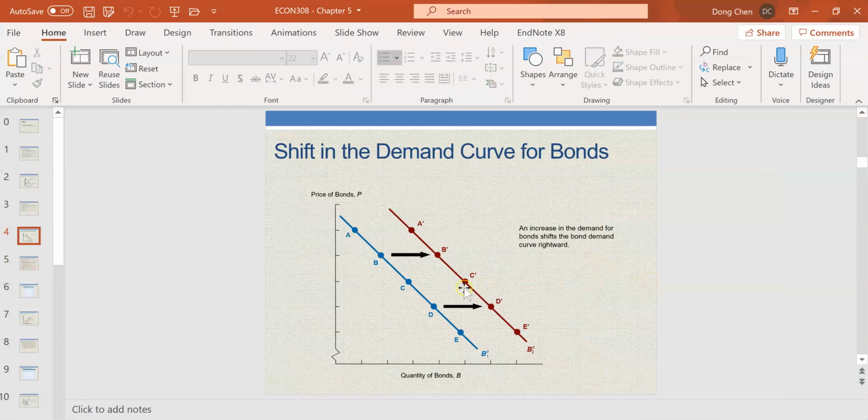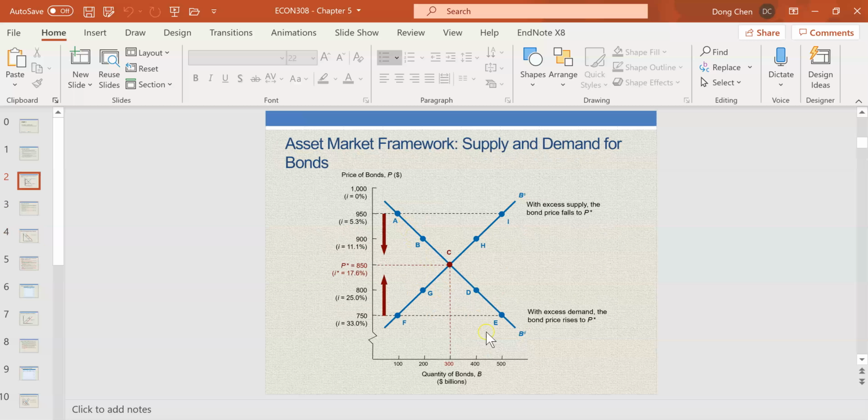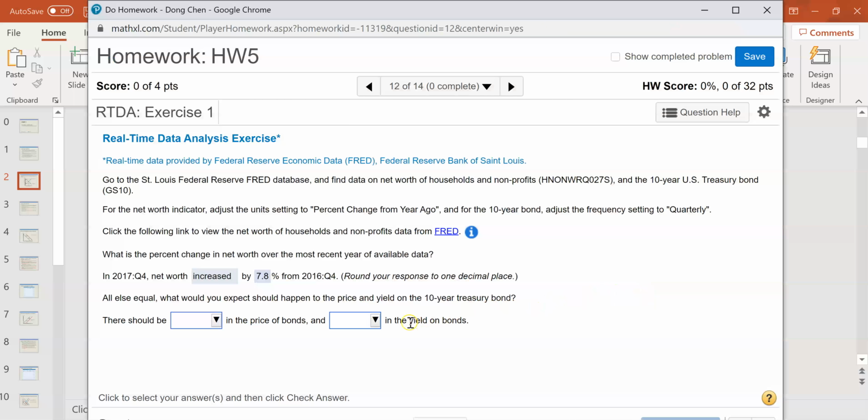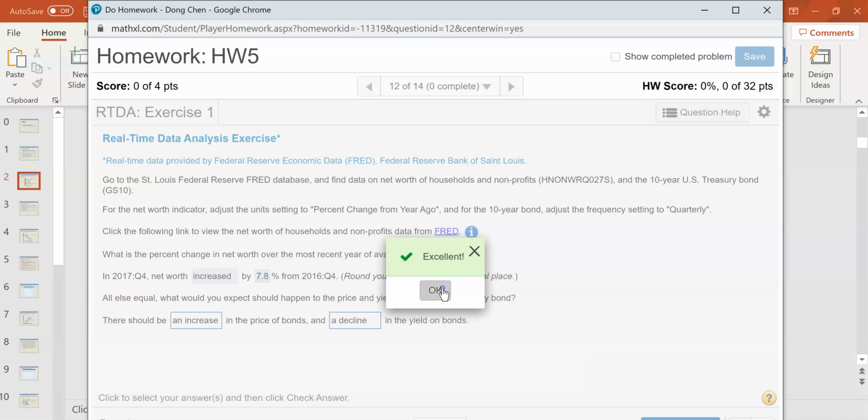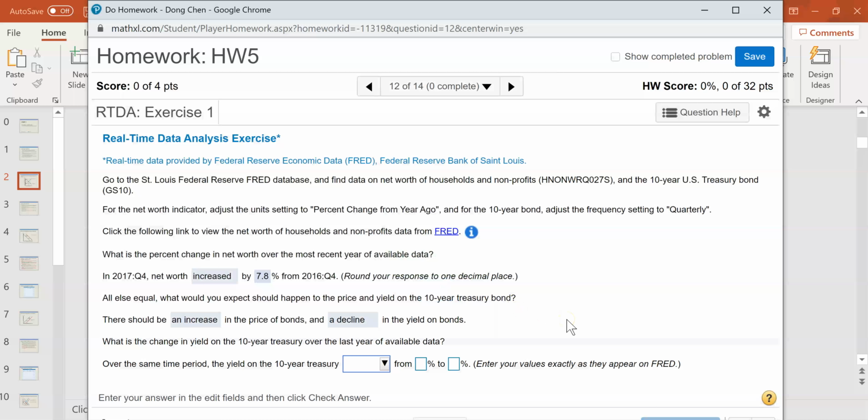If the demand curve shifts to the right, like this, then the price, this is the vertical axis, here is the price, the equilibrium price should go up, and if the price goes up, yield should go down. So that's based on the model's prediction. There should be an increase in the price of bonds and a decline in the yield on bonds. So let's see whether that's the case based on the data.